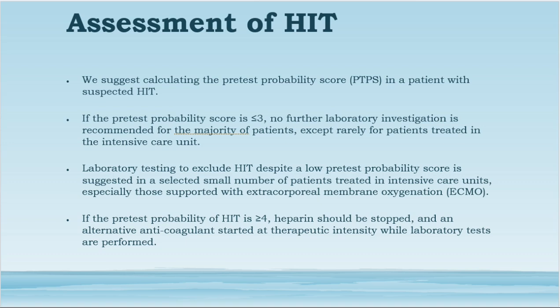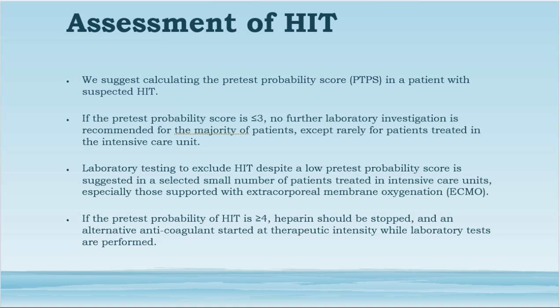If the pretest probability score is less than or equal to 3, no further laboratory investigation is recommended for the majority of patients, except rarely for patients treated in the intensive care unit. Laboratory testing to exclude HIT despite a low pretest probability score is suggested in a selected small number of patients treated in intensive care units, especially those supported with extracorporeal membrane oxygenation.